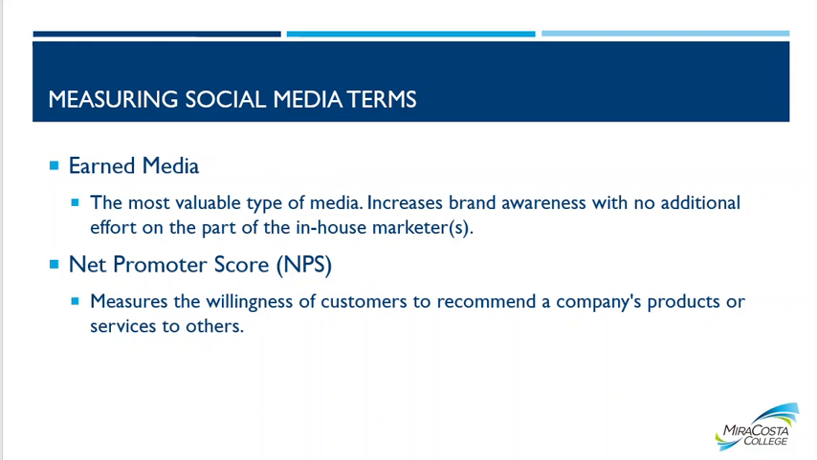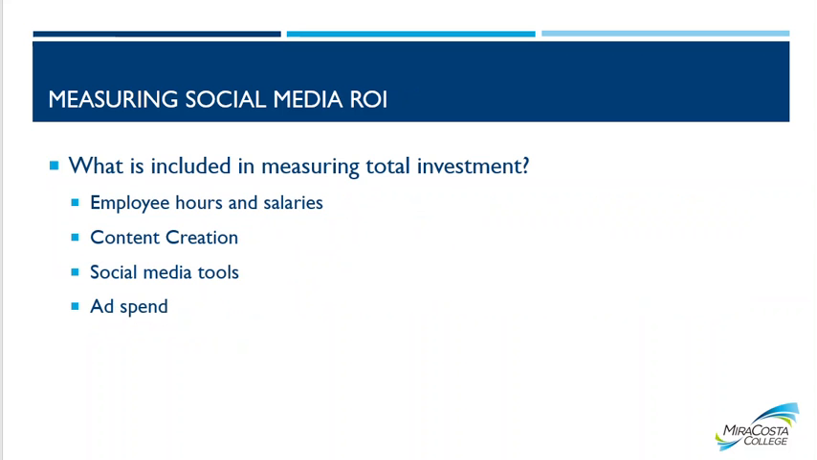Earned media is the most valuable type of media. It increases brand awareness with no additional effort on the part of the in-house marketers. Net Promoter Score measures the willingness of customers to recommend a company's products or services to others. And these can be recommended on their own personal channels. It can be through reviews, recommendations, in Facebook groups, word of mouth, in person, networking events, etc. So what's included in measuring total investment?